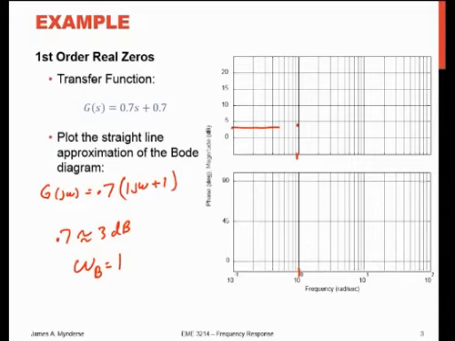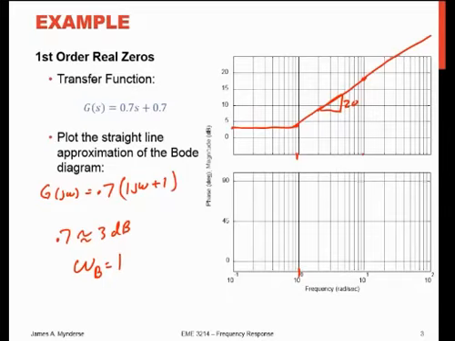Just like before, it's a straight line from low frequency into our break point for the magnitude. And then because this is a zero and not a pole, our slope is 20 dB per decade up instead of down. So I'll go up one more decade to 17 here, connect that point, and just keep on going. Okay, so that's our magnitude.